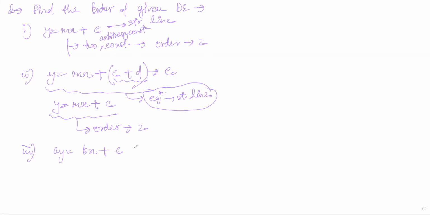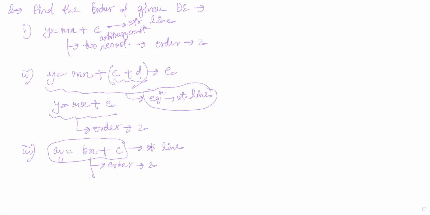Now, what is this third equation? This is ay = bx + c. Again, a kind of straight line only. We're just representing the equation of a straight line in different fancy forms. So ay = bx + c is a straight line only. In that case, the order must be 2. But if you see here, we have used 3 constants to define this. Can we reduce? We must reduce because the order is 2 only.